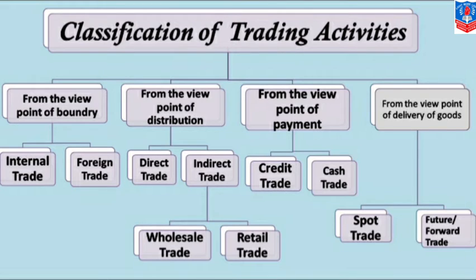Now children, we will start classification of trading activities. Now it's divided in 4 parts. From the point of view of boundary, it is divided in internal and foreign trade. Second part, from the viewpoint of distribution. Distribution is divided in 2 parts, direct and indirect. Direct is easy, but indirect trade is divided in 2, that is wholesale and retail.